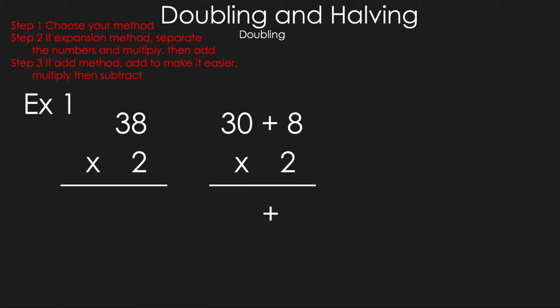Let's talk about the expansion method. So we do 30 plus 8. So then we do 2 times 8, which is 16. 2 times 30 is 60. We add them together to get 76.